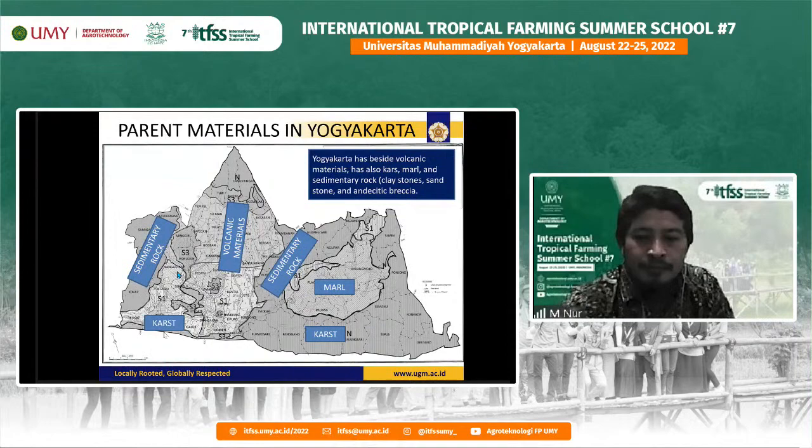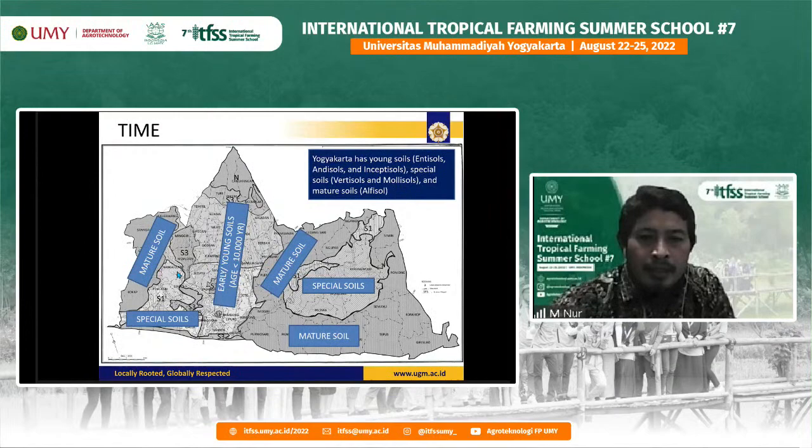Okay. And then this one is about the soil, as I mentioned. Actually, we have young soils from volcanic material. All of this one is young soils. And then special soils, I mentioned, are vertisol and mollisol. And then mature soils, this one is alfisol. Mature soil, this one is red soil.